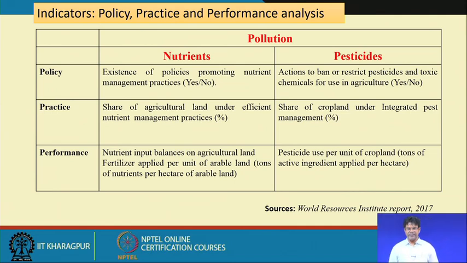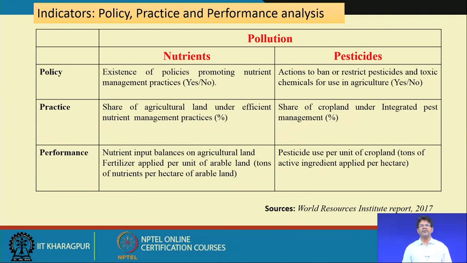If you go for pesticides, the policy action is to ban or restrict pesticides and toxic chemicals for use in agriculture. In India, for example, BHC, benzene hexachloride, and DDT, dichloro-diphenyl-trichloroethane, are banned. We have the policy, so there is action to ban or restrict pesticide use.